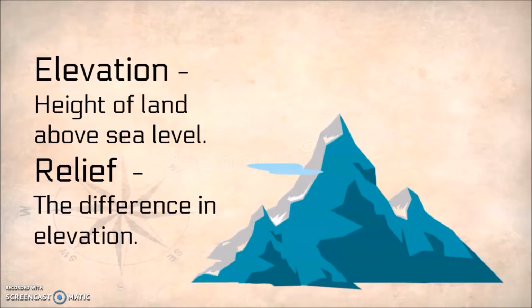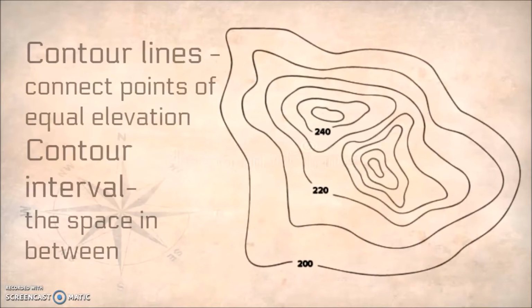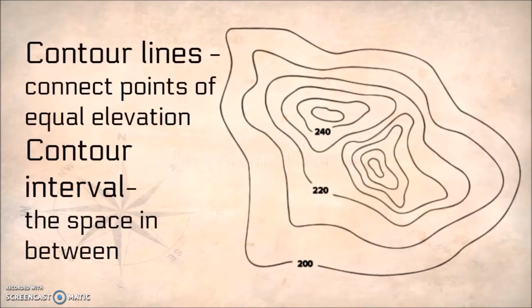When we talk about mountains and plateaus, we say they have high elevation, which means height of the land above sea level. Relief is the difference between different points of elevation. So now that we have different points of elevation, we draw contour lines, which connect the points of equal elevation.